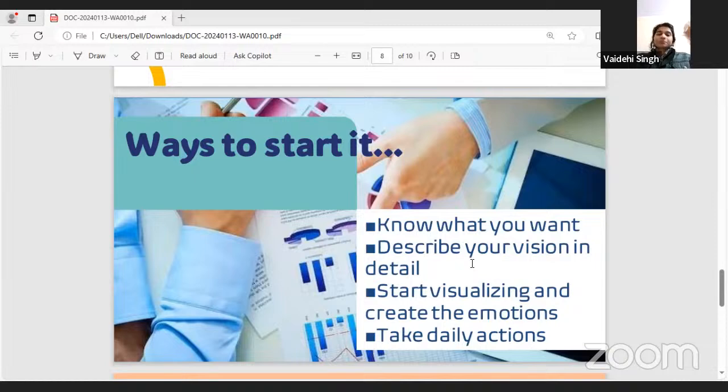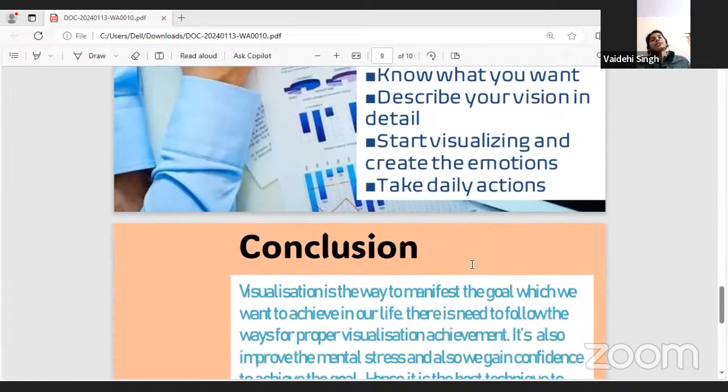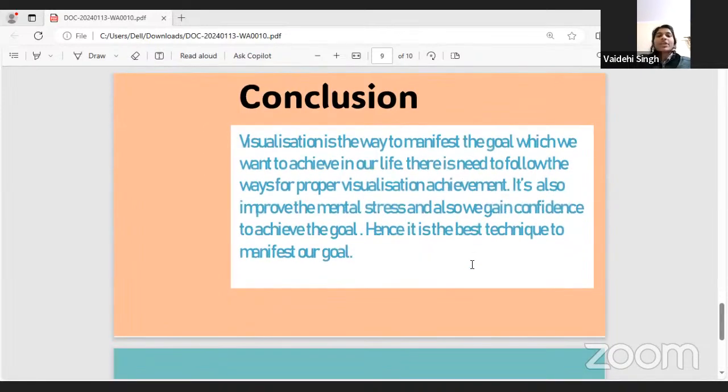But the thing is that consciousness is important, and that comes through visualization only. It will come. So at last I will be concluding this: visualization is one of the most important and powerful weapons that people are unaware of, and they are not using it in the right way. We are manifesting things that are negative and not useful.